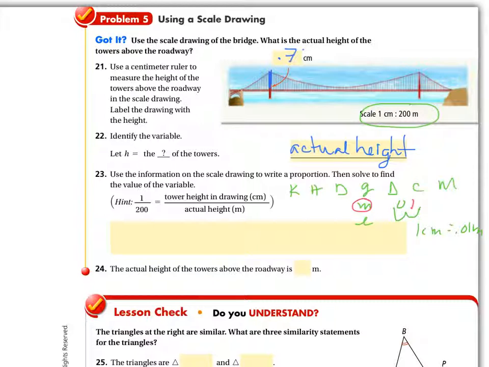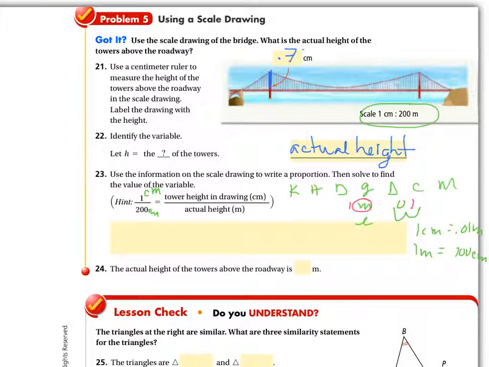What would 1 meter equal? If you went backwards, if we have 1 meter here, what would it equal in centimeters? You're moving it 2 places to the right, so what would it equal? 100. So 1 meter would equal 100 centimeters. But the scale drawing says that 1 centimeter equals 200 meters. So I guess our scale actually doesn't matter here. This is really our 1 centimeter. For every 1 centimeter, we have 200 meters.